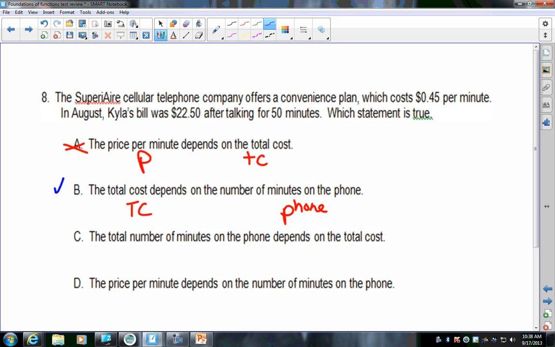So let's see, that could be it. Total number of minutes on the phone depends on the total cost. Nope. The price per minute depends on the number of minutes. Nope. Okay, so yes. So B should be our answer right here because the cost is going to depend on how many minutes you're on the phone.